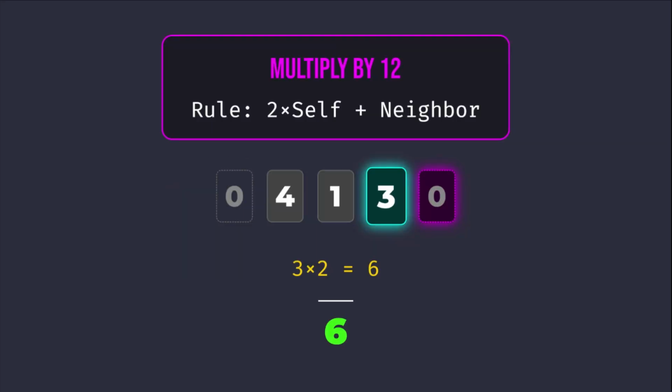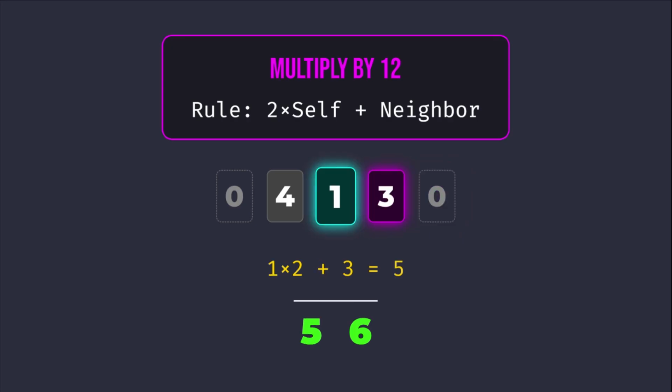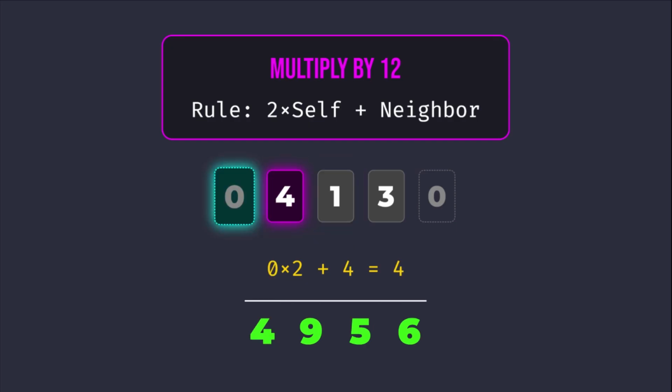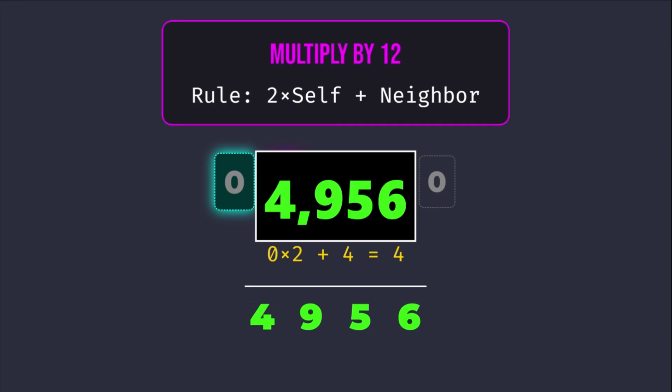For 413 multiplied by 12, 3 doubled is 6. 1 doubled is 2, plus the neighbor 3 equals 5. 4 doubled is 8, plus the neighbor 1 equals 9. 0 doubled is 0, plus the neighbor 4 equals 4. The result is 4,956. This maintains the single-line right-to-left calculation structure, minimizing intermediate steps.